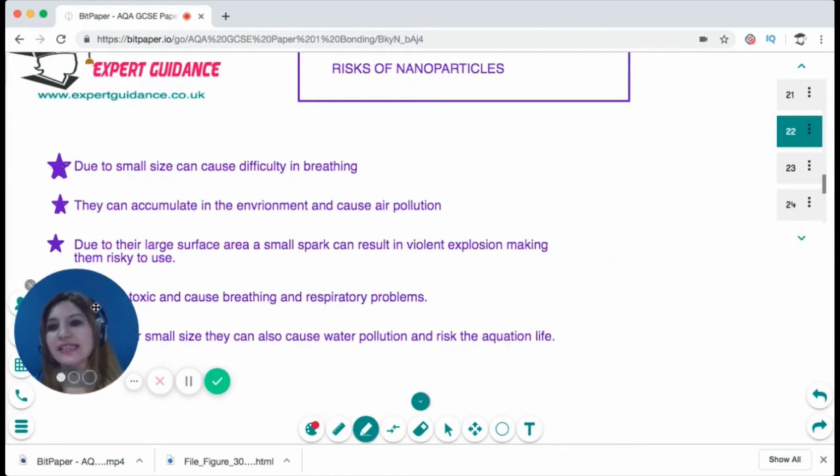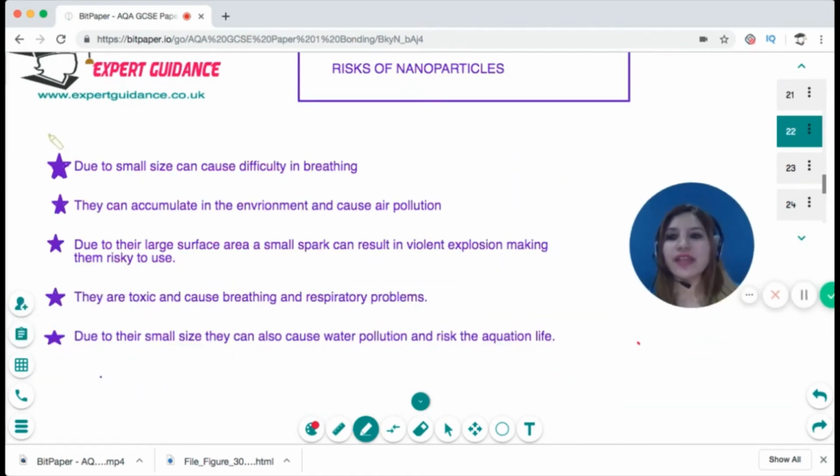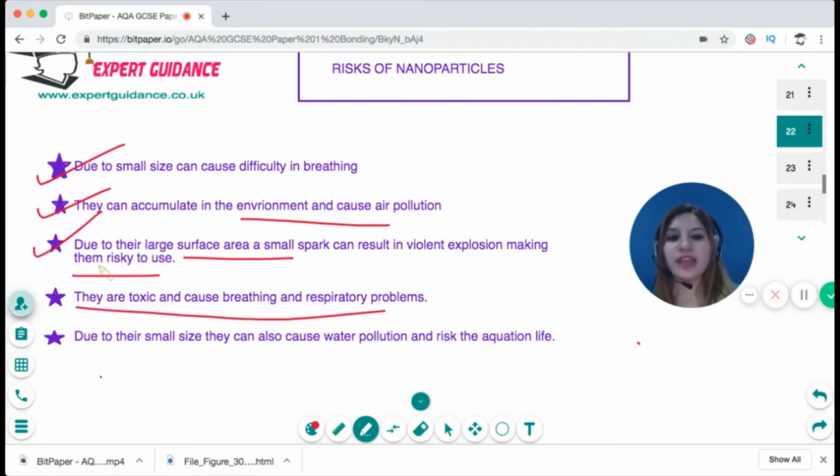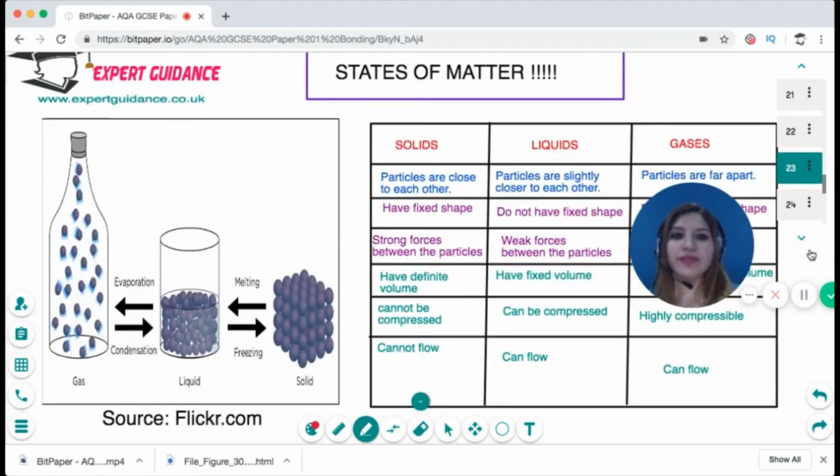However, there are a lot of risks of nanoparticles due to small size. They can cause difficulty in breathing. They can accumulate in the environment and cause air pollution. Due to their large surface area, a small spark can result in violent explosion, making them risky to use. They're toxic and cause breathing and respiratory problems. Due to their small size, they can also cause water pollution and risk aquatic life. Okay, so I hope all these types of bonding with their properties are clear to you.